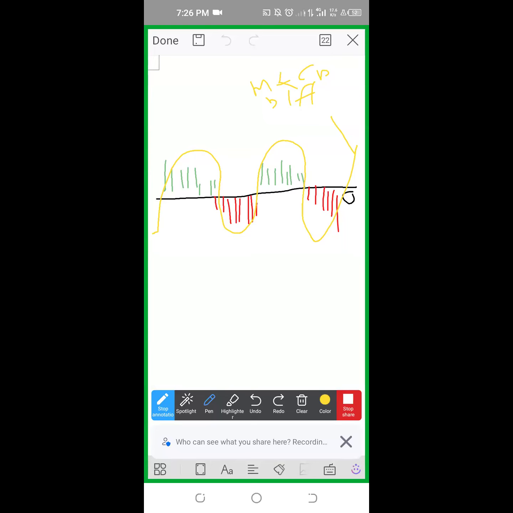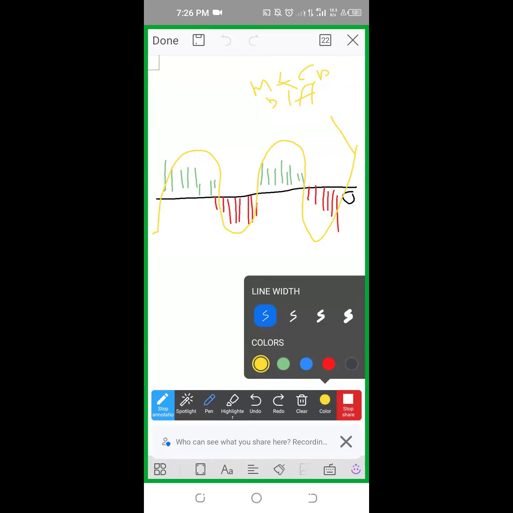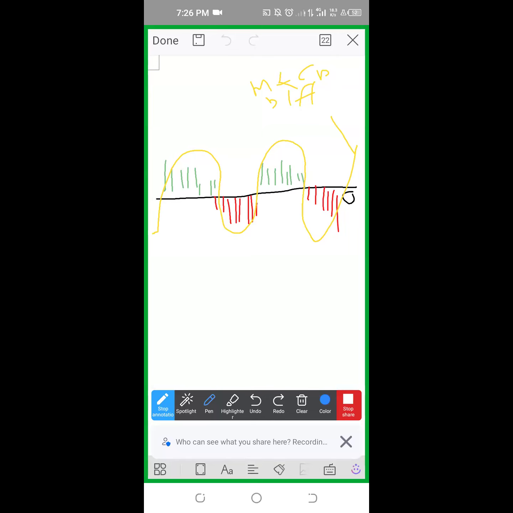Then another line can also move. And that line will move like this. It can be moving like this. It can go up like this. That line is called the signal line, or DEA.